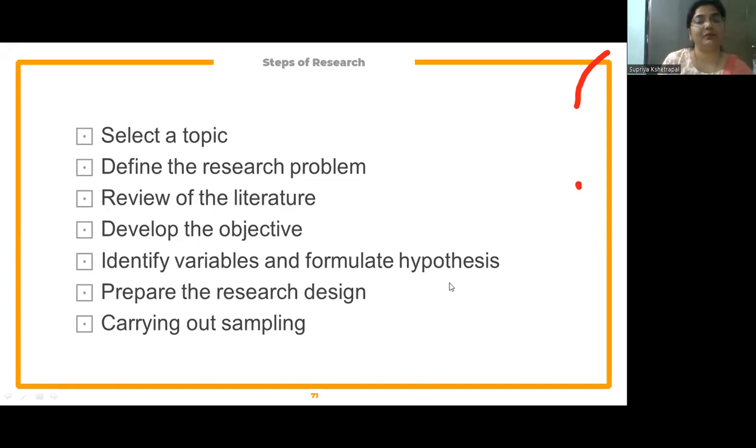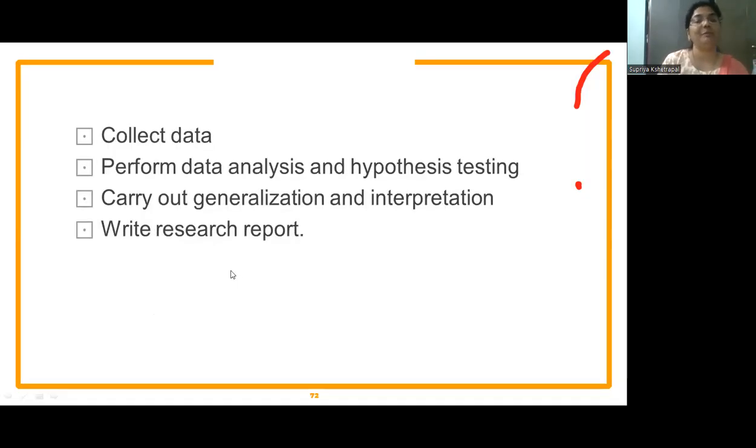To identify the variables and to formulate the hypothesis, prepare the research design, carry out the sampling, collect data, and perform data analysis and hypothesis testing, carry out the generalization and the interpretation, and write the research report.